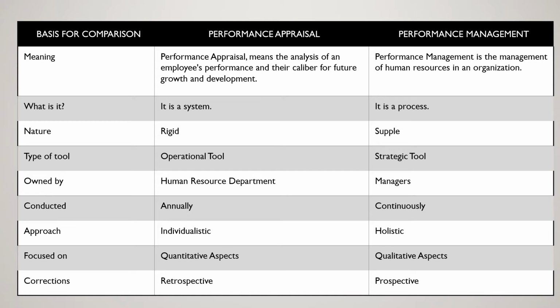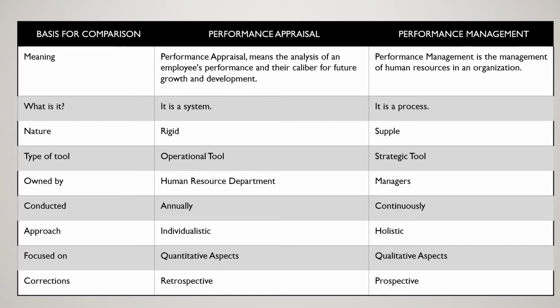Then the type of tool we use in a performance appraisal is operational tool. But the type of tool in performance management is strategic tool. Then owned by. The performance appraisal is owned by human resource department. But the performance management is owned by managers. Then performance appraisal is conducted annually. But the performance management is a continuous process. It's like a loop that goes on and on and on. It goes throughout a year.